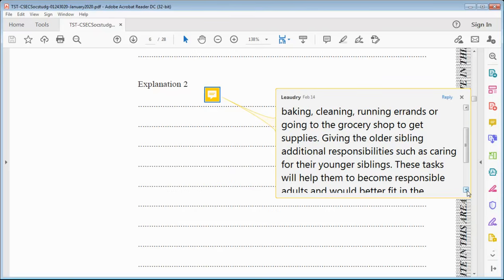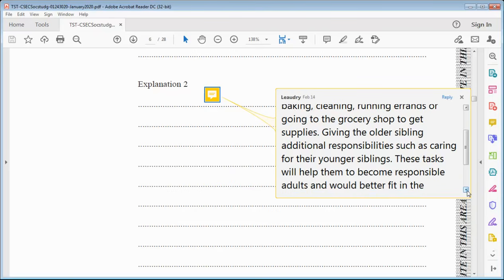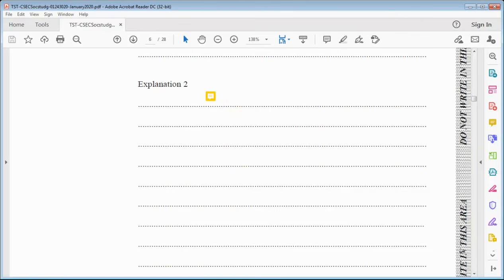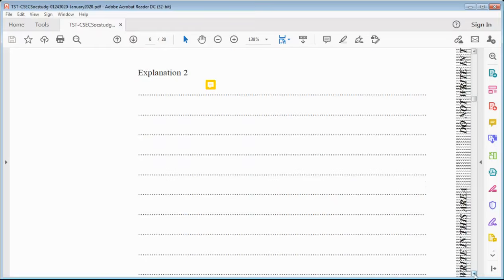Now, these tasks will help the children to become responsible adults, and so they would be able to better fit in the society because they have been trained to effectively carry out these household chores. So when they become an adult, they would be able to do those things for themselves because of the training they received.